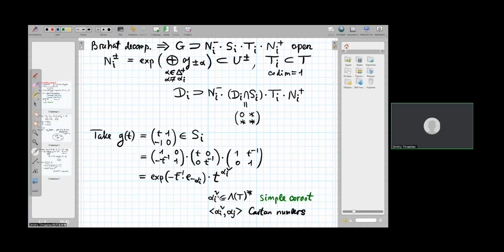And what is this co-character? Let me just give you a couple of references about simple co-roots. It is some co-character. I don't want to explain what it is explicitly, but you can look in the following books. So, for instance, in Onishchik and Vinberg, the same book which I already mentioned, Lie Groups and Algebraic Groups.